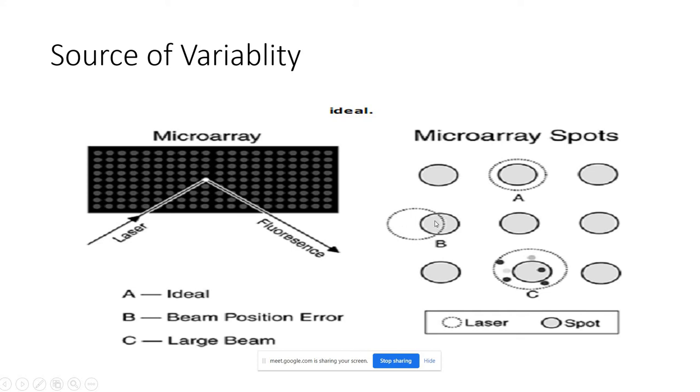this is not able to focus the spot, so only half of the spot is scanned. Are you able to see this? A shows the ideal beam and B shows the beam position error. And C shows a large beam. This may show false hybridization, false intensity, because the beam is too large.